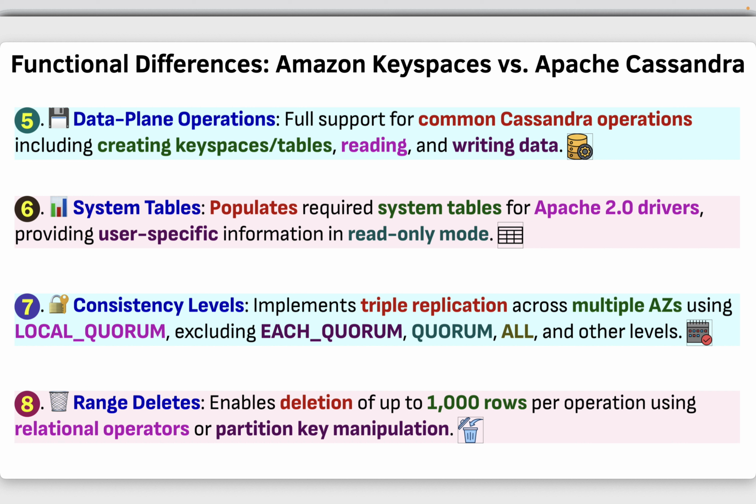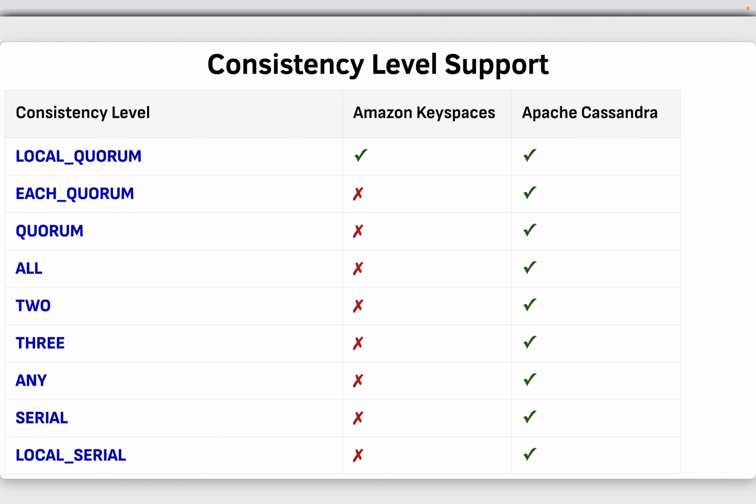Range deletes. With Amazon Keyspaces, you can specify a range to be a subset of the contiguous rows within a partition key by using relational operators, or by including the partition key and omitting one or more clustering columns. And you can delete up to 1000 rows within a range in a single operation. Range deletes are not isolated, and individual row deletions are visible to other operations while a range delete is in process.